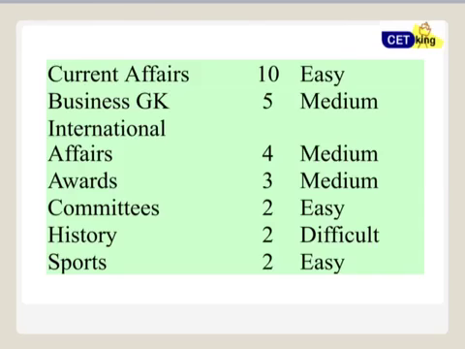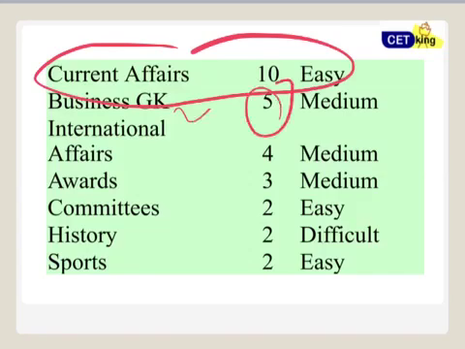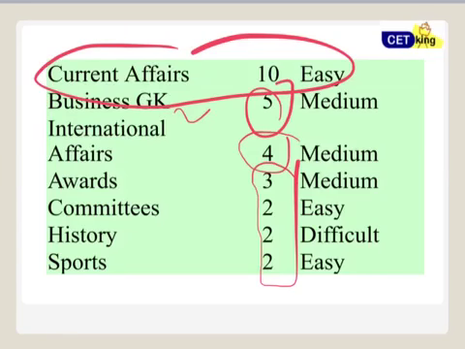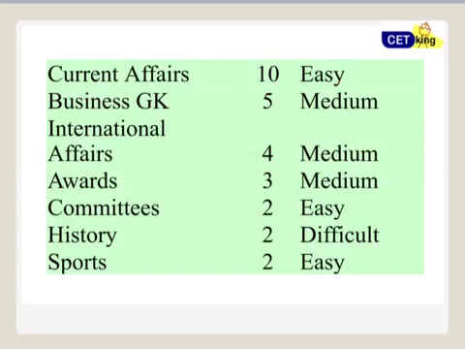Alright, so GK section, current affairs 10 questions, the main area. Business GK 5 questions, international affairs 4 questions, awards 3, communities 2, history 2, and sports 2. That's the overview of what kind of questions were coming.